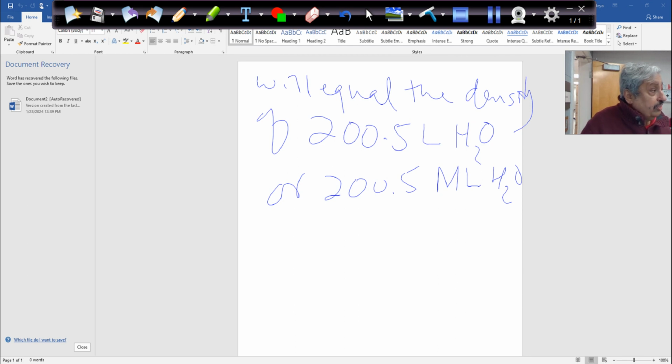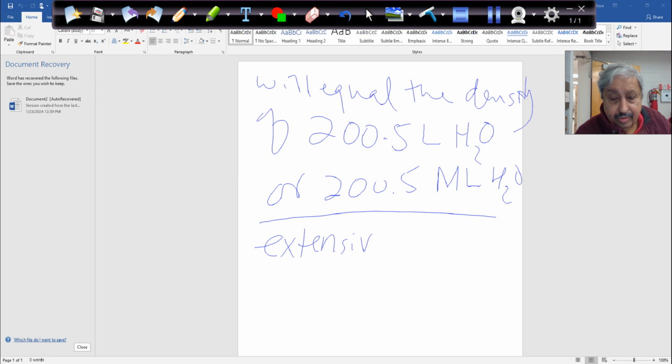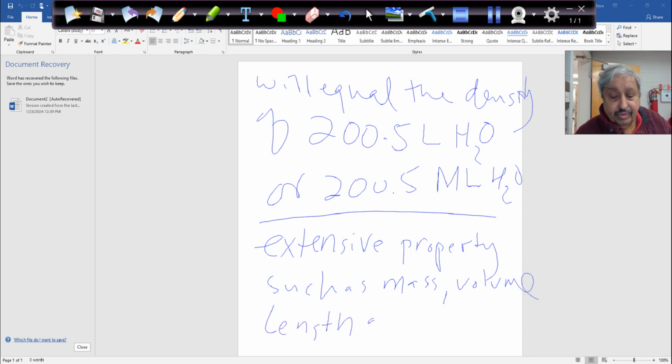Correct. You can only change the density if you change the two sensitive conditions, which are temperature and pressure. But the amount itself does not change it. The amount is related to it being intensive or extensive. The density is an intensive property of the matter and does not change with the changing amount. That's period. Correct. Now, extensive properties, on the other hand, are properties such as mass, volume, length of the matter.